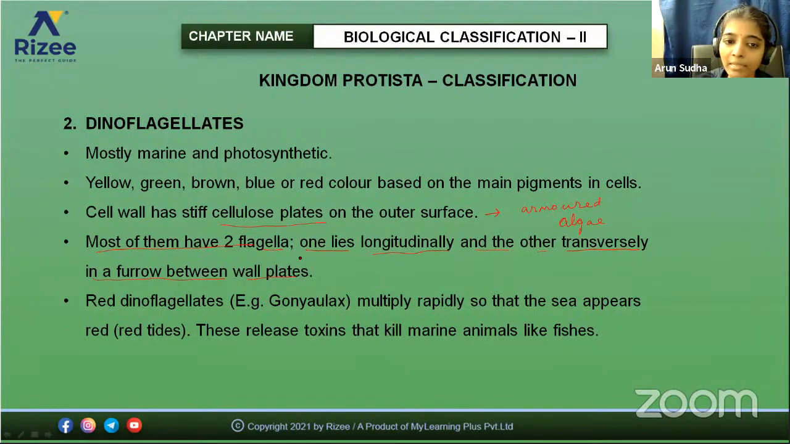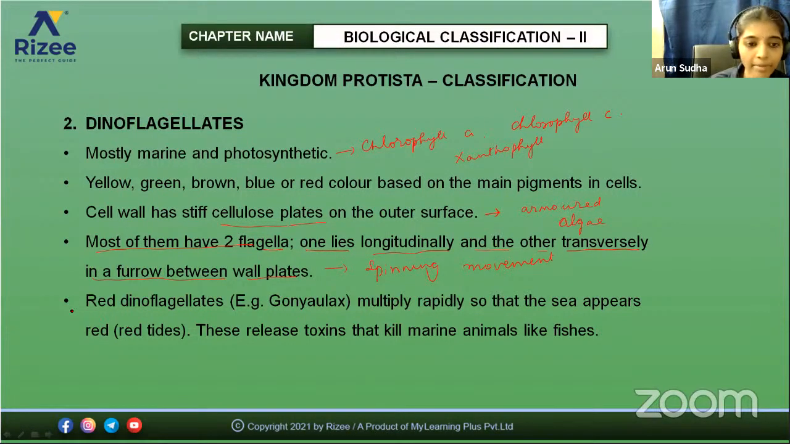And most of them have two flagella, and these two flagella are responsible for the spinning movement of dinoflagellates. They are mostly marine and photosynthetic, due to the presence of pigments chlorophyll A, chlorophyll C, and also xanthophyll. So they are mostly photosynthetic, and the color is mainly due to the presence of these pigments in the cell. They have stiff cellulose plates on the outer surface, so they are also called armor algae. Most of them have two flagella, and because of that they show spinning movement.